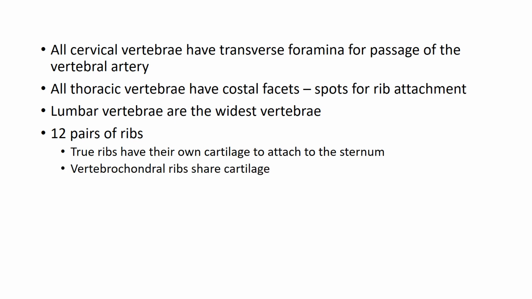With false ribs, there are two types: vertebrochondral and floating. Within the false ribs, vertebrochondral ribs share their cartilage. These are 8 through 10. Floating ribs, the last 2 pairs, have no cartilage, and so they're not attaching to the sternum.